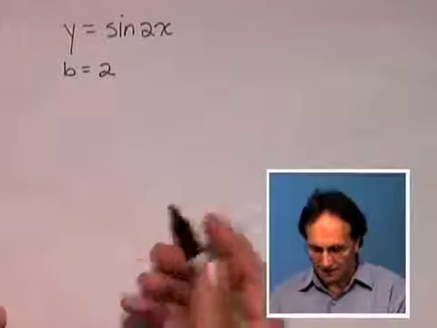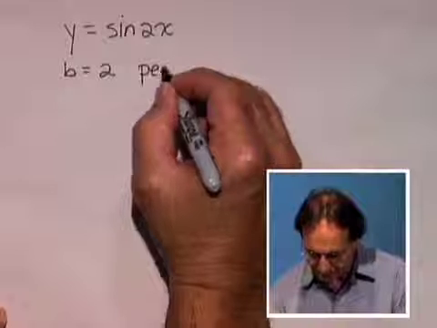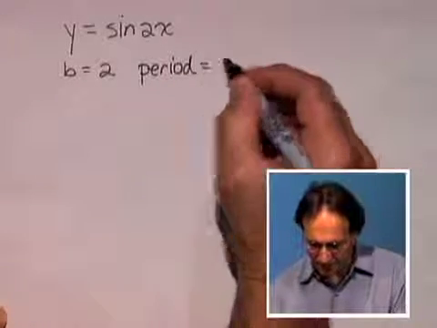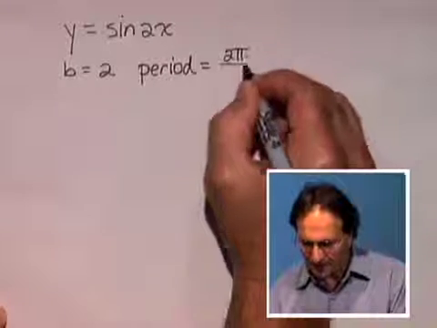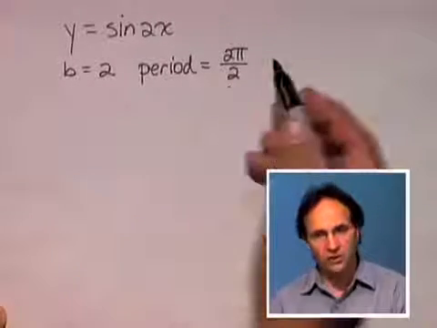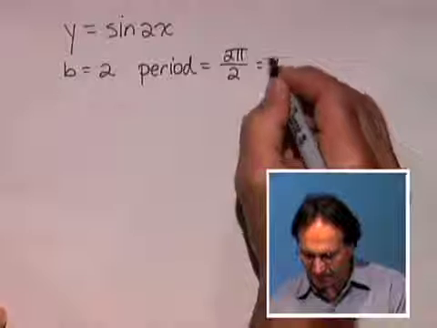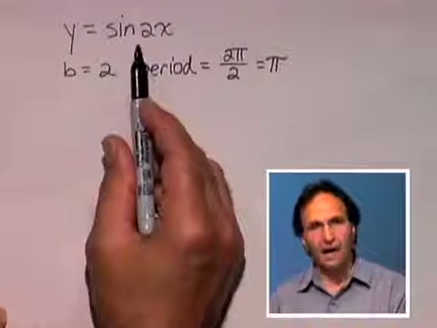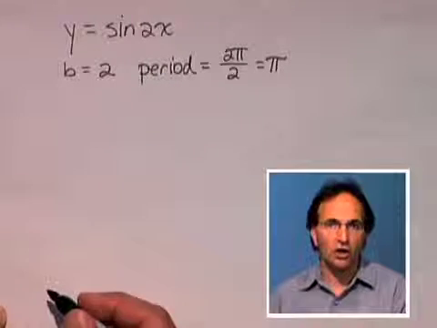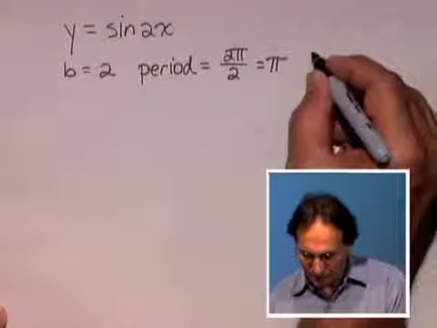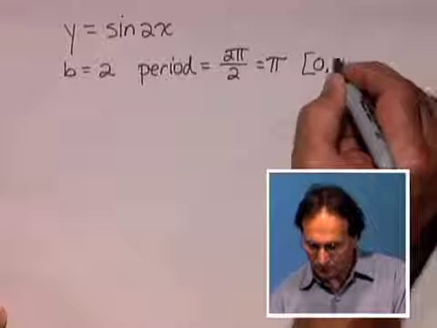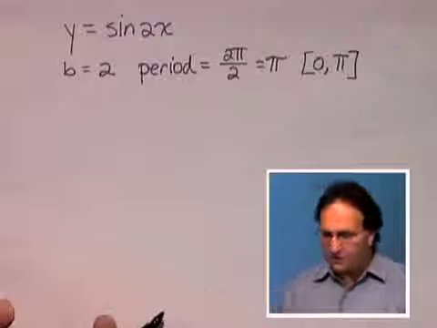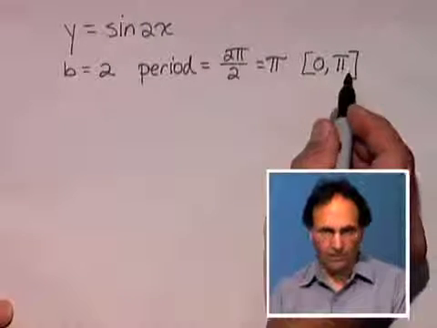And that means that the period for the sine 2x would be equal to 2 pi divided by b, which is 2, giving us a period of pi. That means one cycle of this graph, y equals sine 2x, will occur on the interval from 0 to pi. Okay. So that means, of course, the endpoints are 0 and pi.